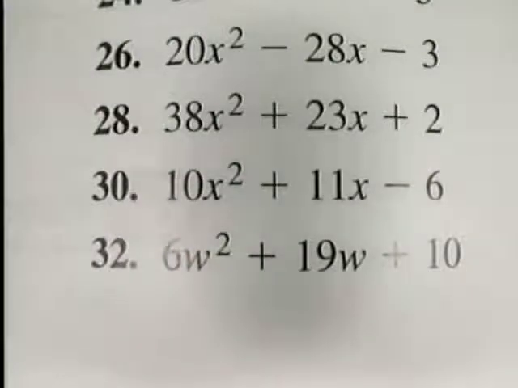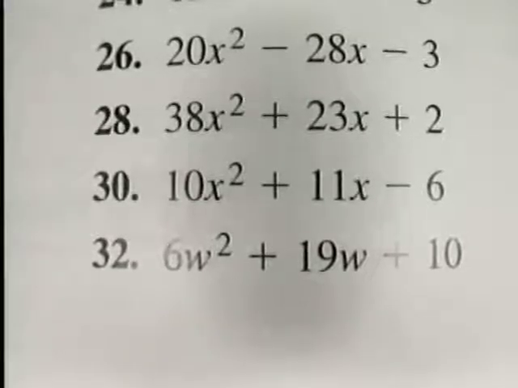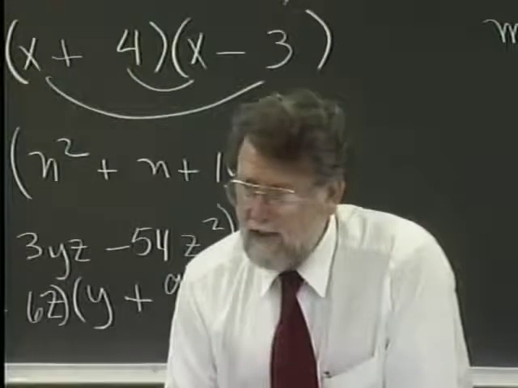And so I want you to notice here, when the authors give you something rather wild, they are at least protecting you a little bit. Look at number 28. You have a 38x squared, but a 2 on the far right. So there's not much you can do with the 2, and the 38 isn't as bad as you think, because what are the only 2 products you worry about with 38? 2 and 19, 1 and 38, because 19's a prime.